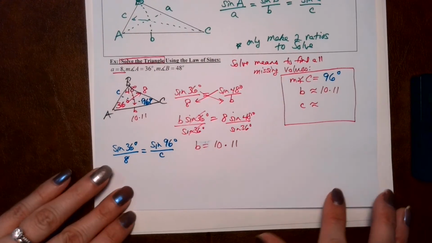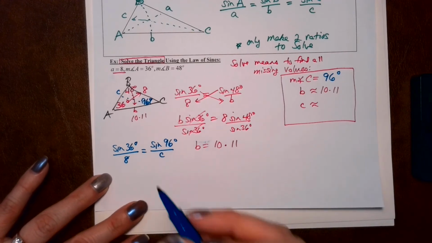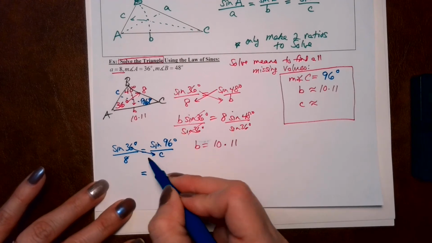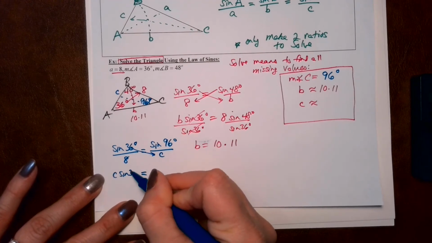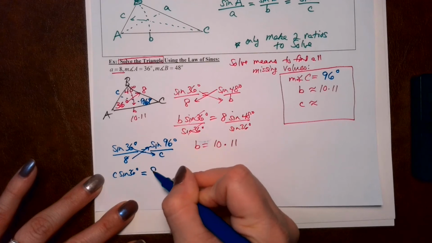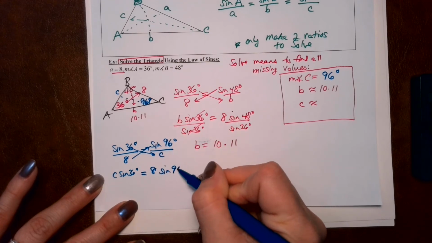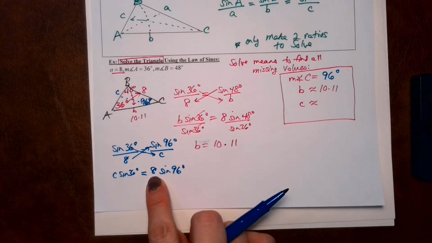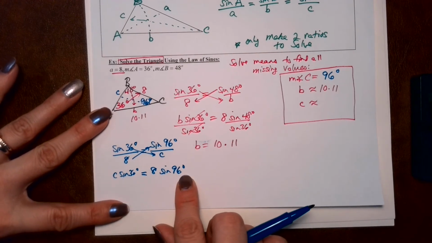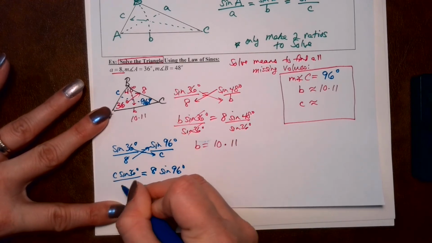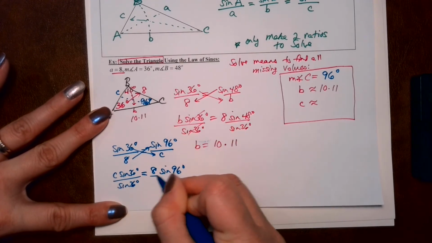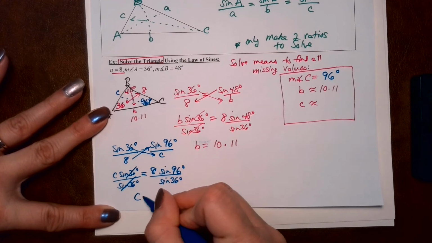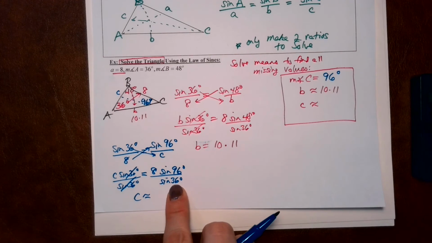Let's do as much algebra as we can before we pick up the calculator. Okay, so to make a proportion, you cross multiply here. C times the sine of 36 equals 8 times the sine of 96 degrees. Notice you put the constant in front so it doesn't look like it's part of the sine. Okay, the angle's just 96. Let's divide both sides by sine of 36. Okay, and now it's calculator time. So please type this in and tell me what you get.